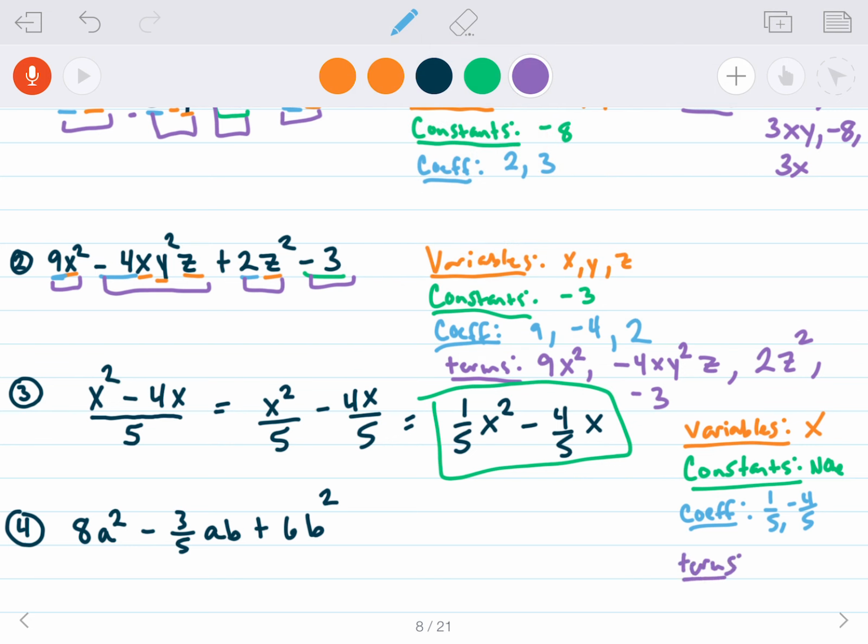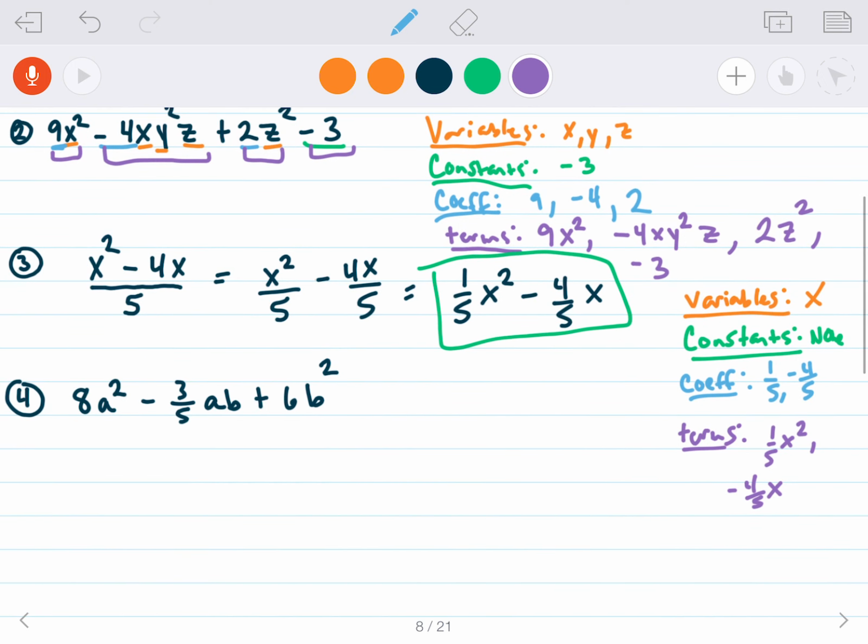The first one is 1/5 x squared, and the second one is negative 4/5 x. Okay. All right, final one on this page. So everything looks good in terms of we don't have to separate any fractions like in number 3. So for our variables, the first variable I see is a. The second one I see is b, and that's it. So our variables are a and b.